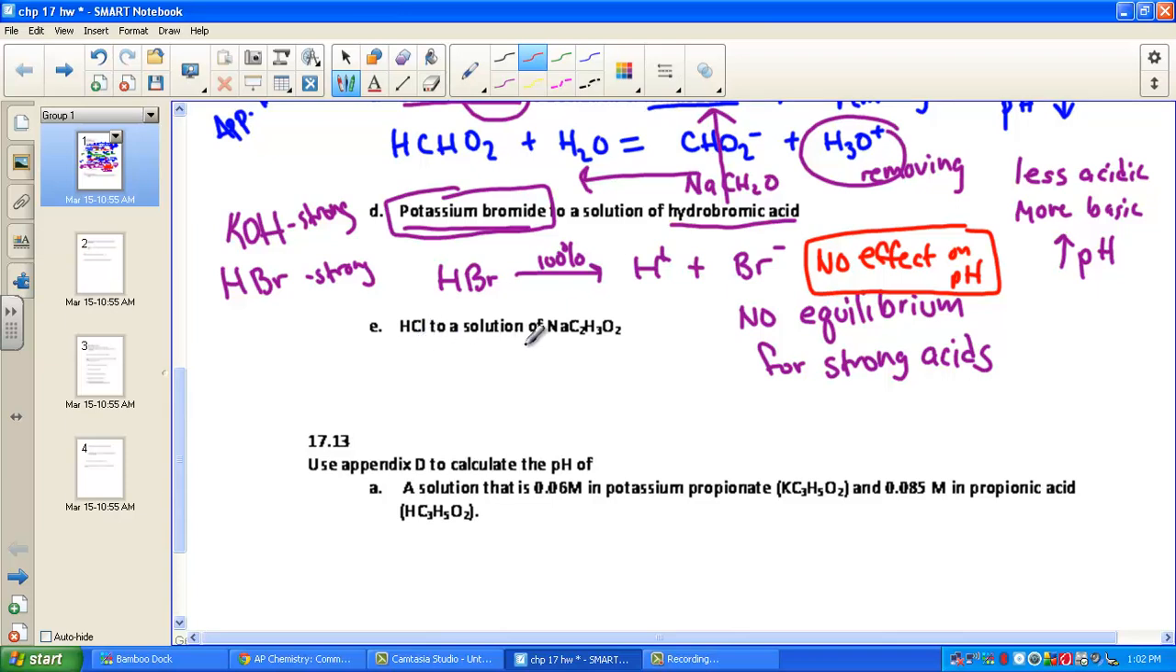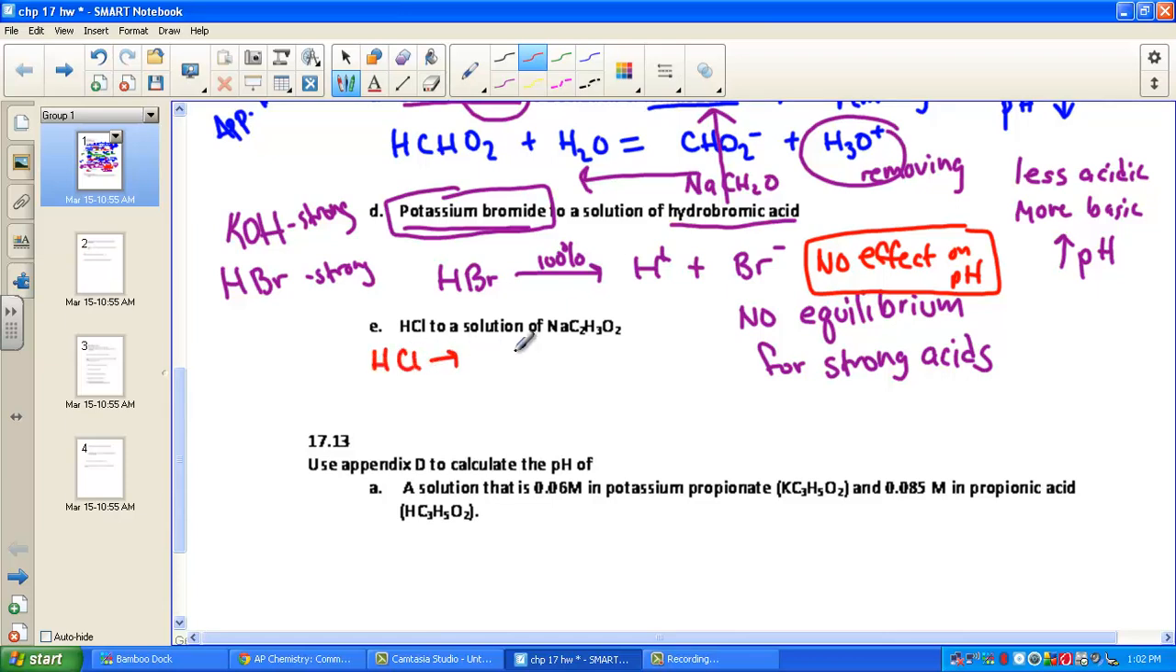HCl with sodium acetate. HCl is a strong acid. Sodium acetate is a salt. Now I do not see any ion in common, HCl and sodium acetate. So this really isn't looking at a common ion effect. However, let's take a peek at what might happen.